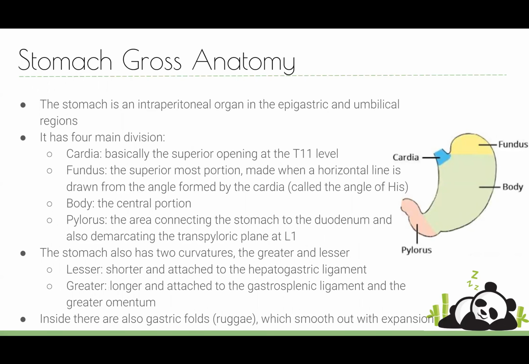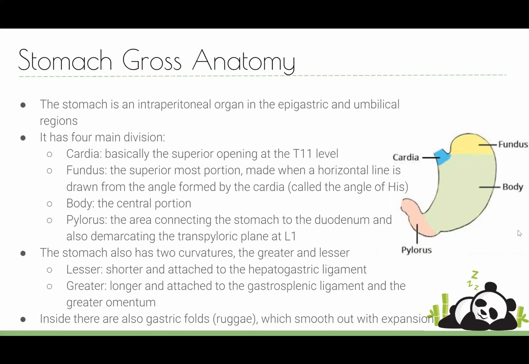Okay, so the stomach's gross anatomy. It's an intraperitoneal organ in the epigastric and umbilical regions. It's got 4 main parts: the cardia, the fundus, the body, and the pylorus. Sometimes you can also think about it as having an antrum. So if it has an antrum, this line that I'm drawing with my cursor is where the antrum will begin, and the red ending where the red pylorus begins. Important a little bit more next year, if I'm being honest.